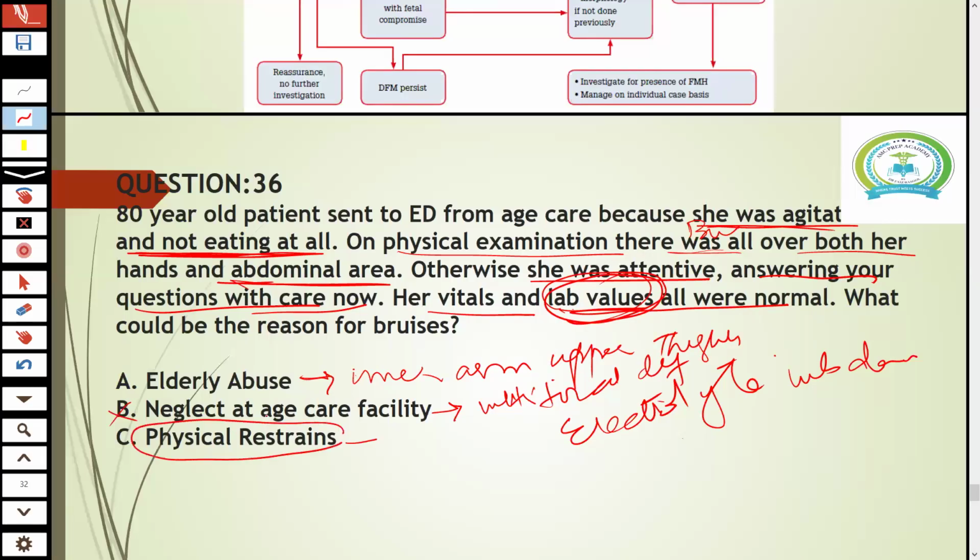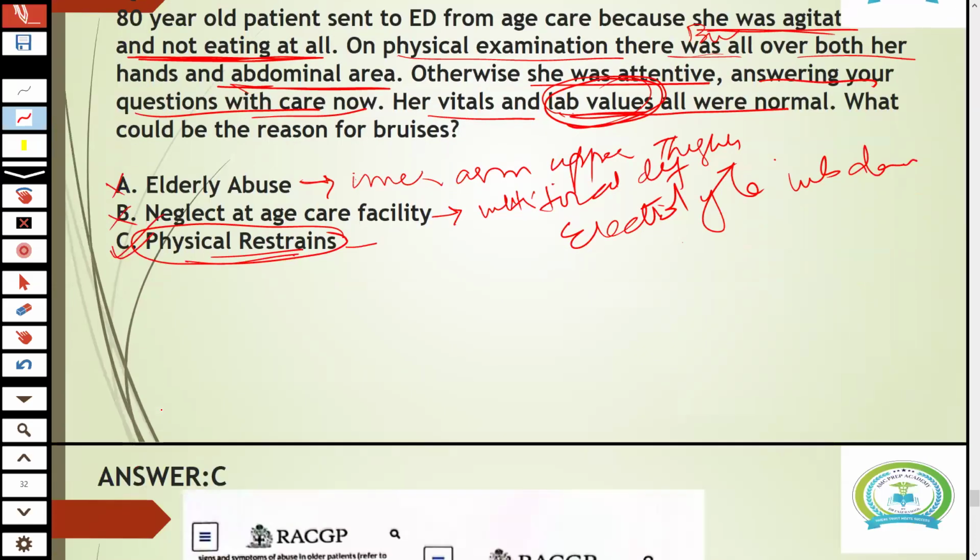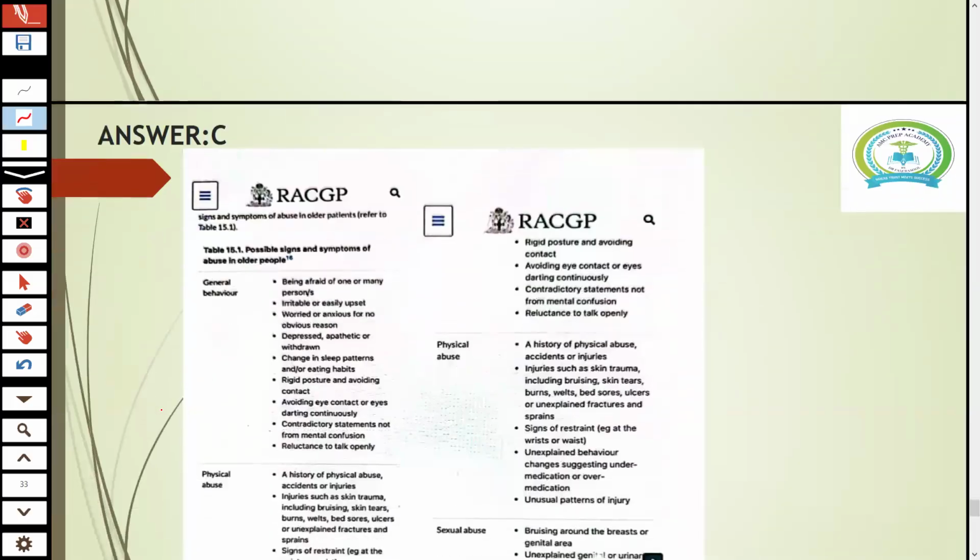So in that case, think of it this way: we are left with physical restraint, because during restraining, what happens? We hold the arms of the patient. We hold from the back, so our arms are swinging around the abdominal area or the upper chest area. So that's why just consider it as physical restraint. We have a reference from RACGP.